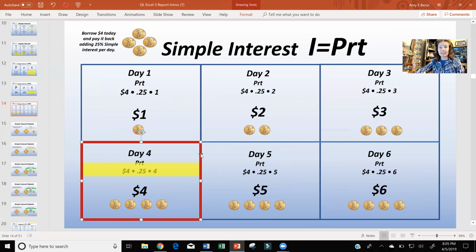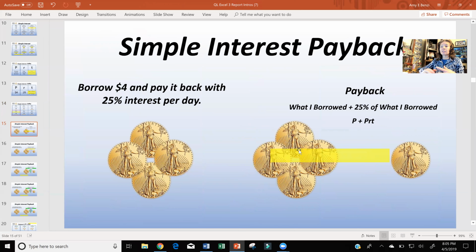So what does that mean? If you pay back exactly as much as you borrowed, you're paying back twice as much, right? So let's go ahead and look at that. What does it mean to pay back money in simple interest? Well, if I borrow $4, then I have to pay back the $4 plus the interest. And you guys can see your formula here.